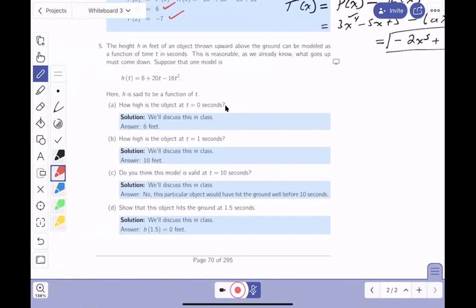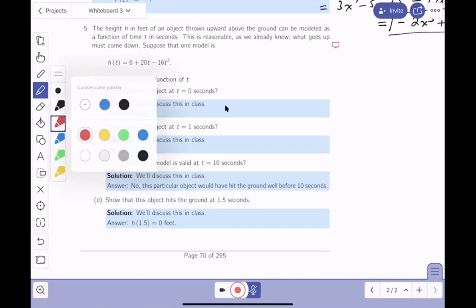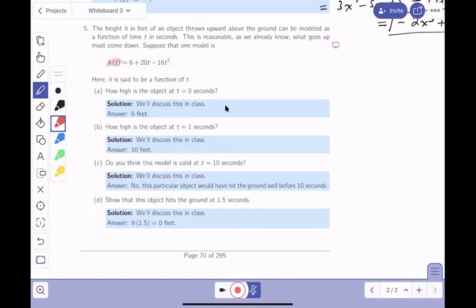All right, number 5. A little more complicated, a bunch of questions there. They say the height h in feet of an object thrown upward above the ground can be modeled as follows. And they say this height, what do I mean by that? The height is a function of time. So this would describe where the object is at a given time t. Right, so the height is in feet, t is in seconds.